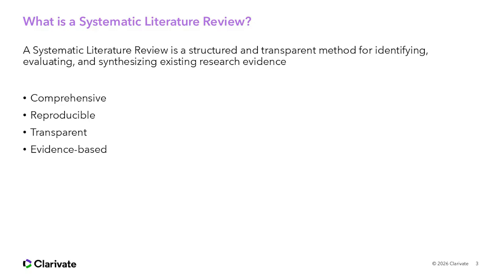The keywords here are transparency, but also reproducibility. You need to explain how you've done your literature review. So it has to be comprehensive, reproducible, transparent, evidence-based, and if another researcher follows your methodology, they should obtain similar results. That's why systematic reviews are often considered one of the highest levels of scientific evidence.